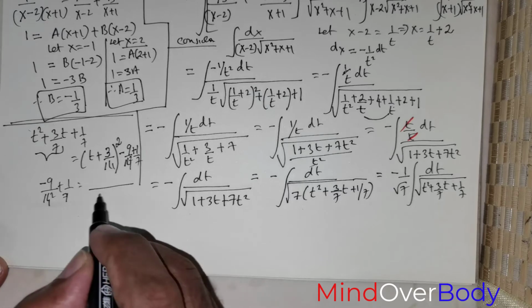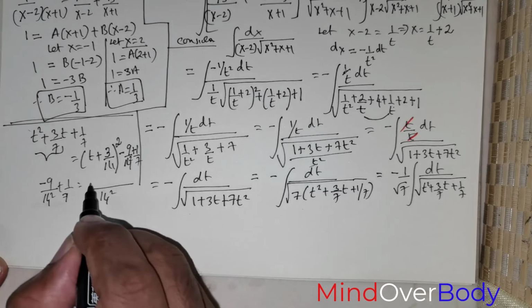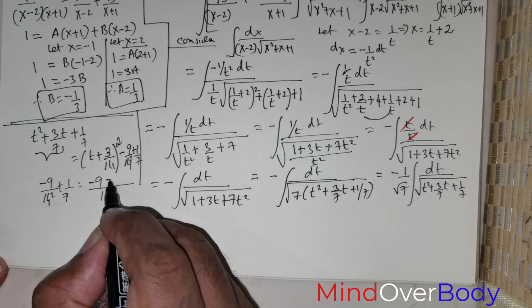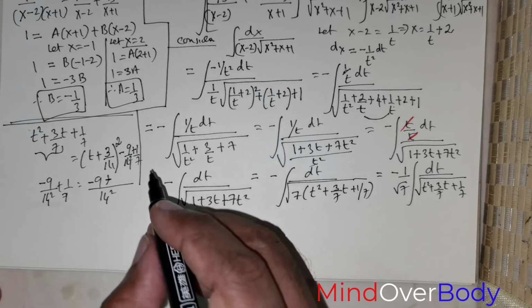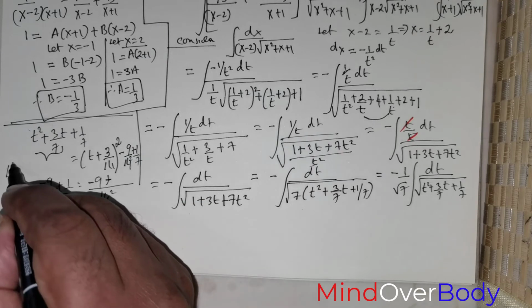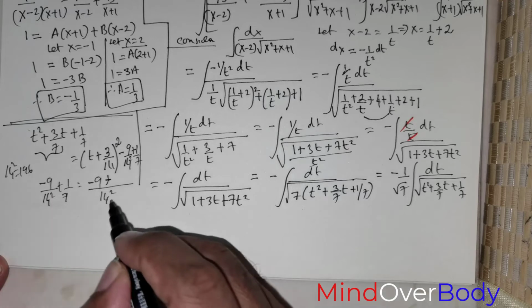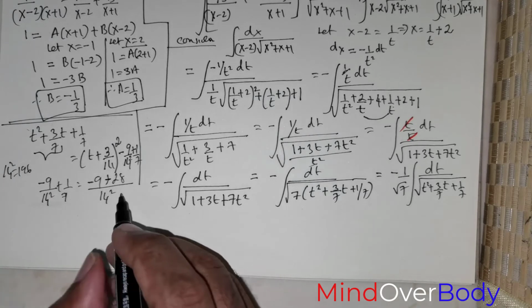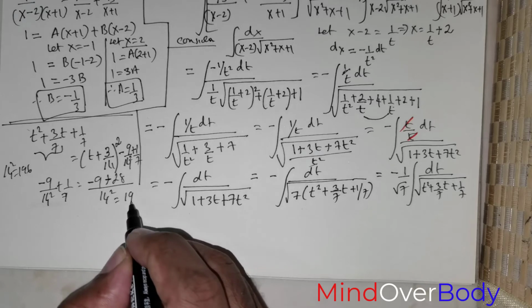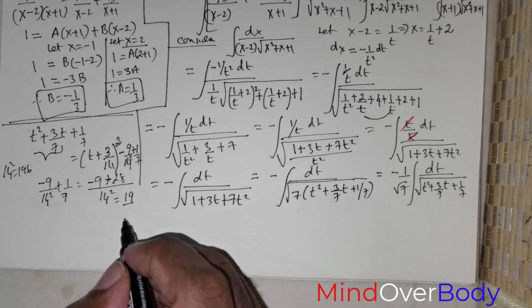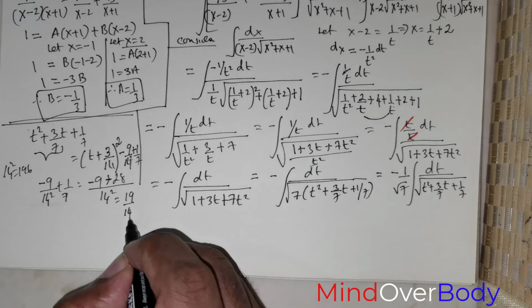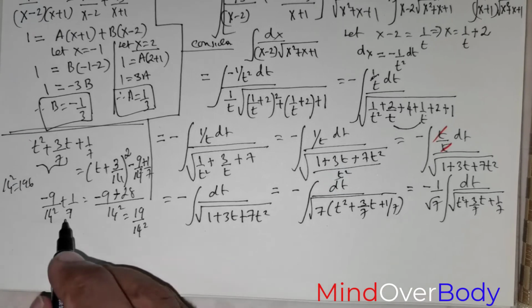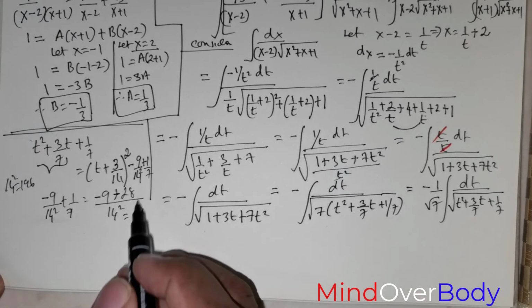Now if I were to take the LCM, it is going to be 14 squared. So this is going to give me negative 9 added with 7 times 14 squared divided by 7... so negative 9 added with 7 will divide 14 squared. 14 squared is nothing but 196. So 7 divides 196 28 times. Now 28 added with negative 9 would give me 19 over 14 squared. So this is the quantity that I have got upon simplifying this.